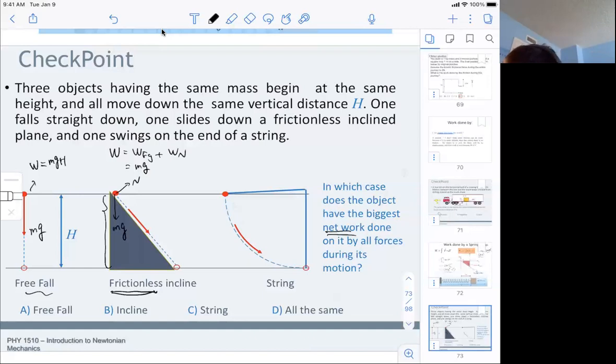The work done by normal force. What is the work done by normal force? Displacement. Is it 0? Yeah, it is 0. Why is it 0? Yeah, the path it's taking, the displacement is perpendicular to your normal force.